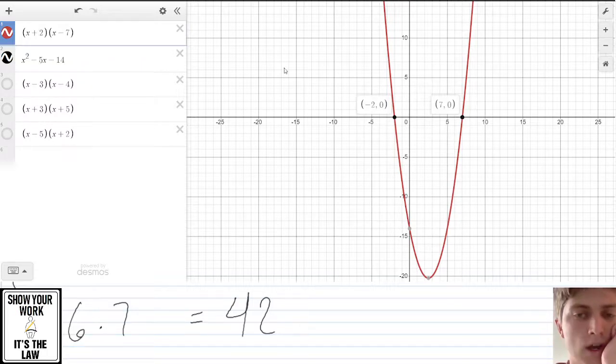And the reason why is because, let's look. It says this is our coordinate, it's x, y. So if our x is -2, let's plug it in. If x is -2, -2 plus 2 is going to equal 0, which means the whole thing's going to equal 0, which is why we have -2, 0. And let's take a look at 7. If we plug in 7, 7 minus 7 is 0, and if we multiply everything by 0, that's going to give us 0, which is why we have 7, 0.